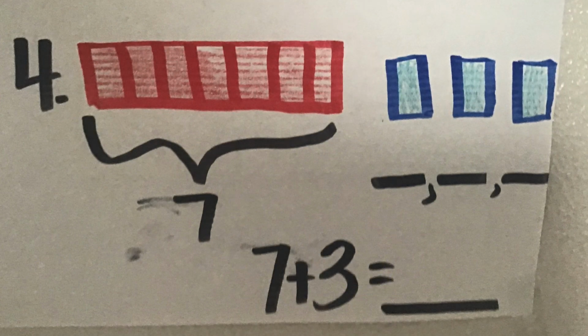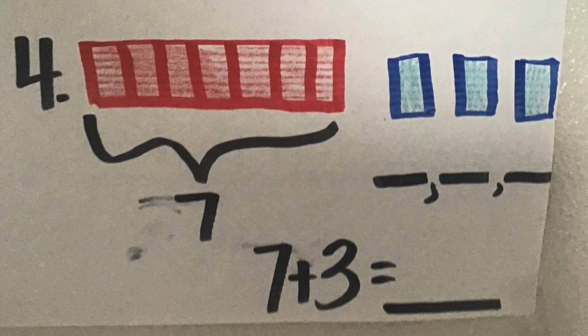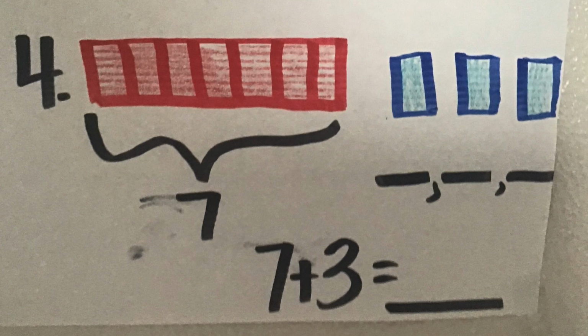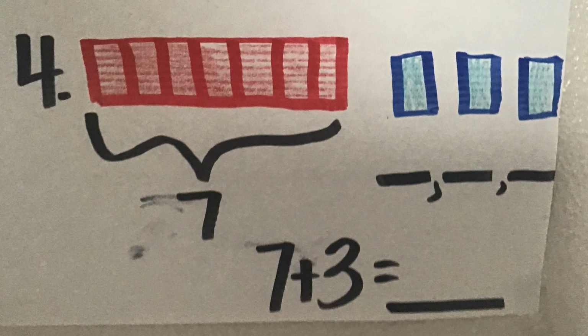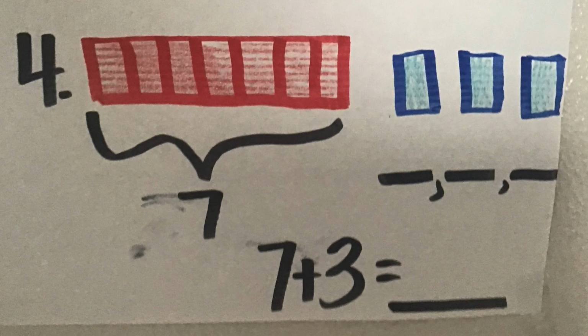Let's look at one more. Number 4. So the first step is to read the number sentence. Read it with me. 7 plus 3 equals blank. The second step is to count how many cubes are in the largest group. Let's count. 1, 2, 3, 4, 5, 6, 7. Remember, keep that number 7 in your head.